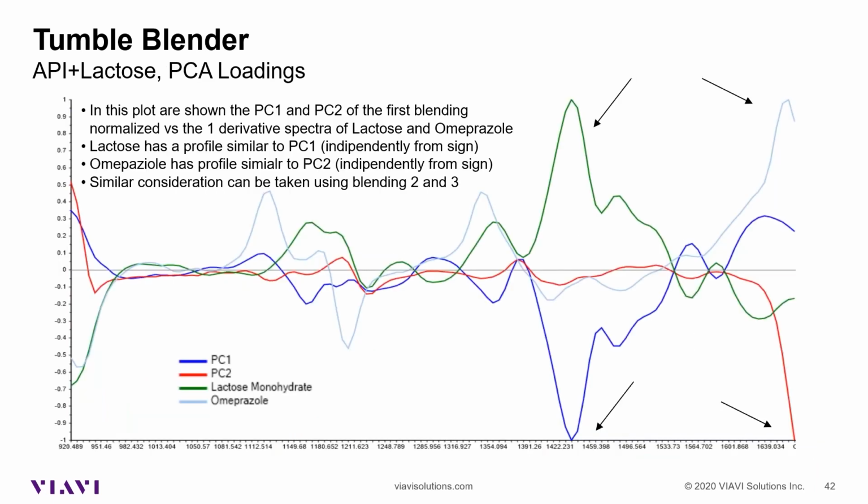But the thing that captured my attention was the loading. The funny thing is that the loading of principal component 1 was basically very similar to the lactose. The green is the lactose, and the PC1 is the blue. You see that they have a maximum at the same wavelength, which means that PC1 is driven by the lactose content, and PC2 is driven by the API, in this case the omeprazole.